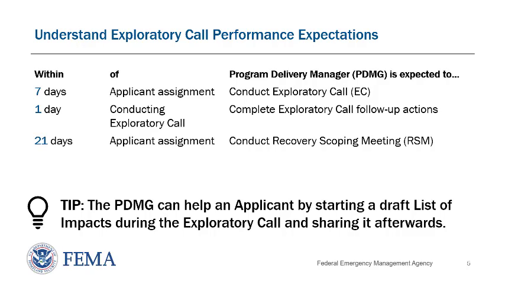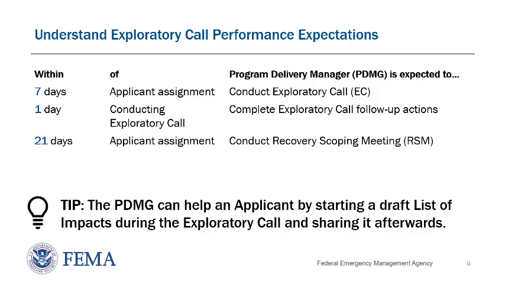One way a program delivery manager can help their applicants and keep the process moving is to start a draft list of impacts using the damage inventory template available in Grants Manager, as well as the preliminary information gathered in each exploratory call. The program delivery manager can then share that draft template with the applicant to help them get started on their list of impacts. Sometimes it's just easier for an applicant to build from some initial examples than to start from a completely blank form. The goal is to have this initial draft, not the final list of impacts, done within a day after the exploratory call so that the applicant can get started as quickly as possible.